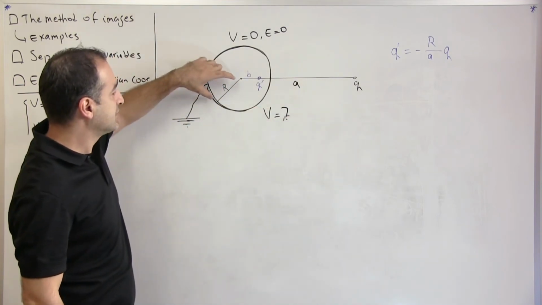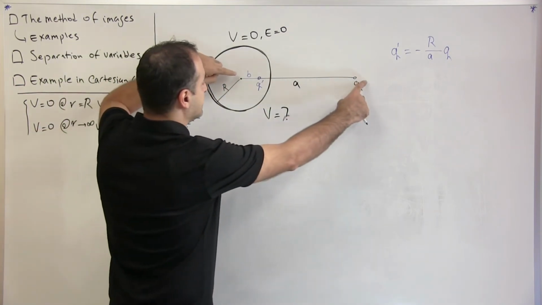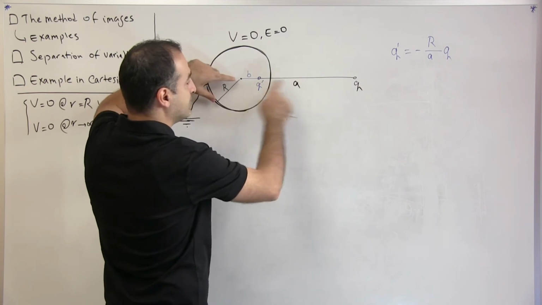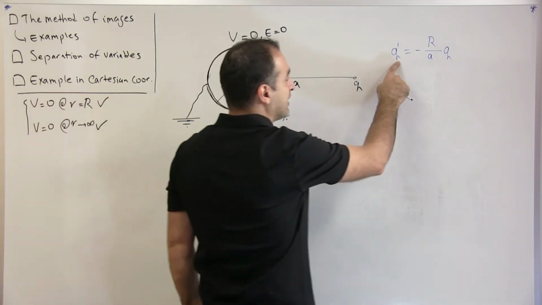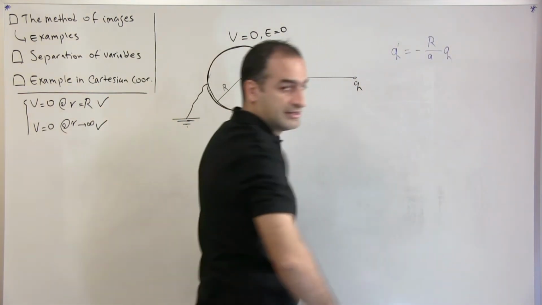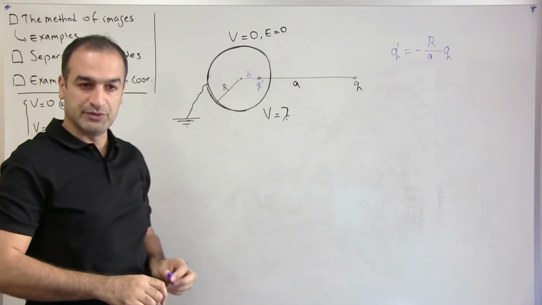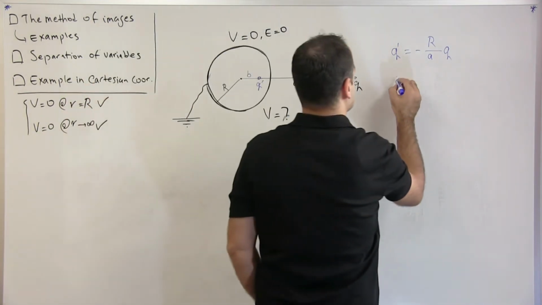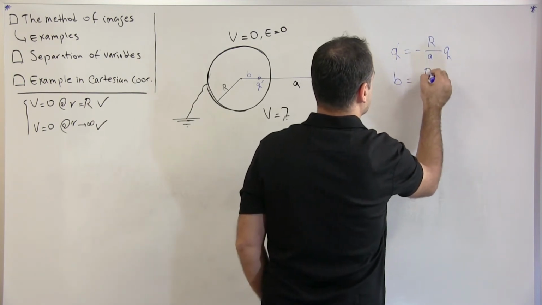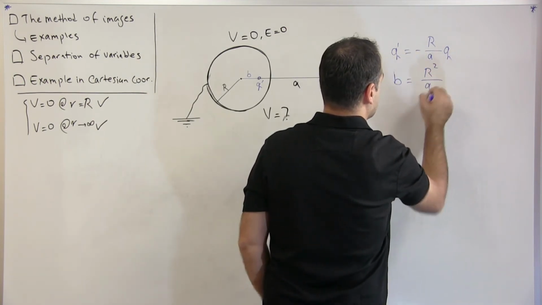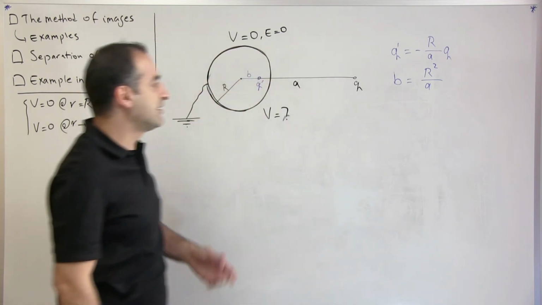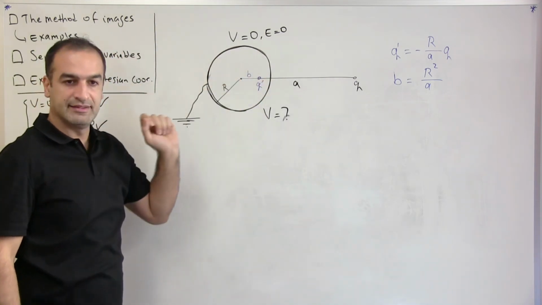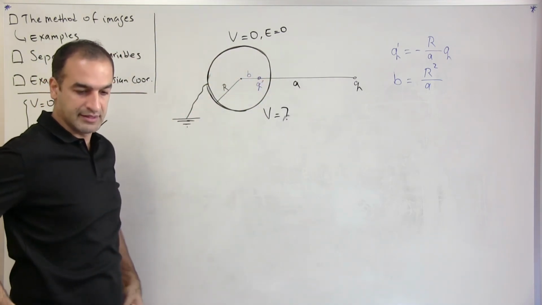R is the radius of the sphere. A is the distance of the Q to the center. So R is smaller than A, so Q prime has a smaller magnitude compared to Q. The position B, where it's sitting, is R squared over A. So this is somewhere inside the conductor.